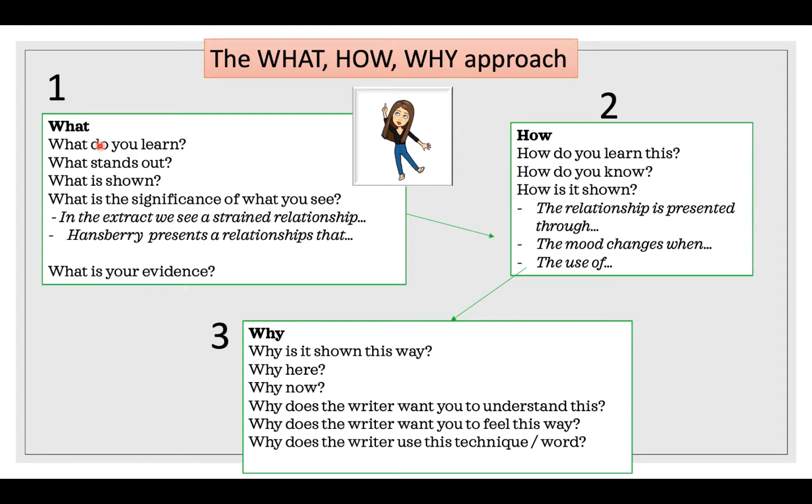So try and write these down in your exam just to remind you, just at the top of your paper on a bit of scrap paper. Write down what, how and why, and just keep going back to this. Every time you start a new paragraph or a new section of your essay, quickly go back and just check: Have I specifically said what I learn? Have I then said how I learn it? Have I commented on a technique? Have I then gone to why? What is the effect? What am I supposed to understand?